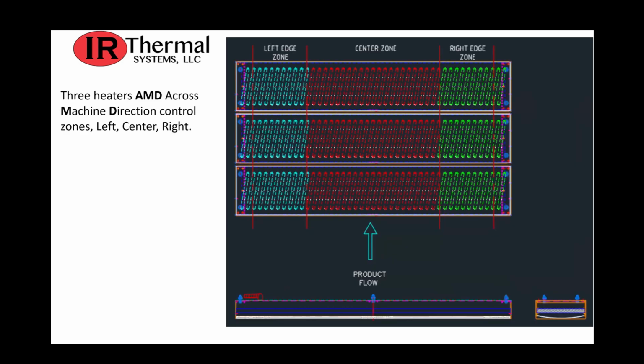Here's another one where you have the left zone, center zone, and right zone of different temperatures. Again, in all these, you have the product flowing from the bottom through the top, so that you can see the web is moving across the zones in that way.